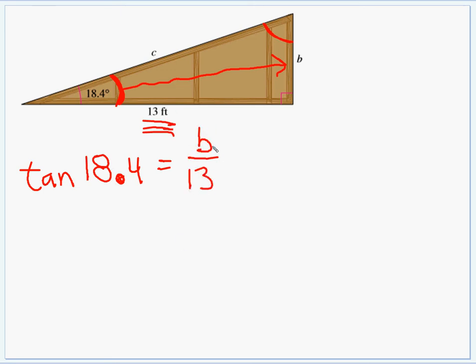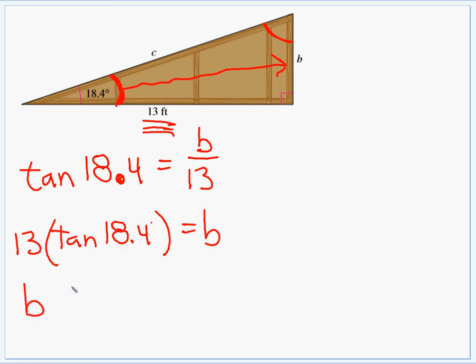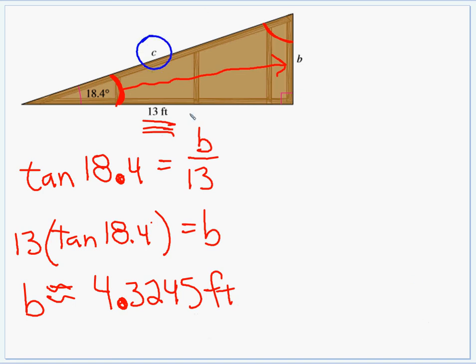To get B by itself, we're going to multiply both sides by 13. 13 times the tan of 18.4 degrees is equal to our B value. And I get out my calculator and it goes beep, beep, beep. And B is approximately 4.3245. In this case, they did give us units. It's that many feet.